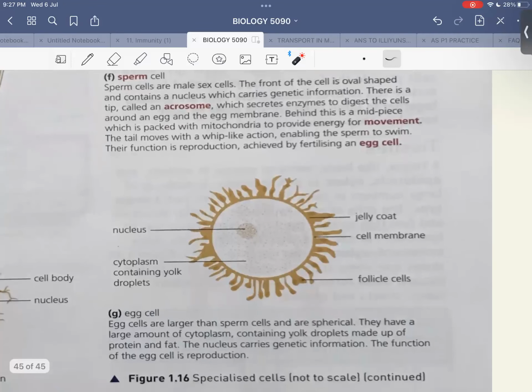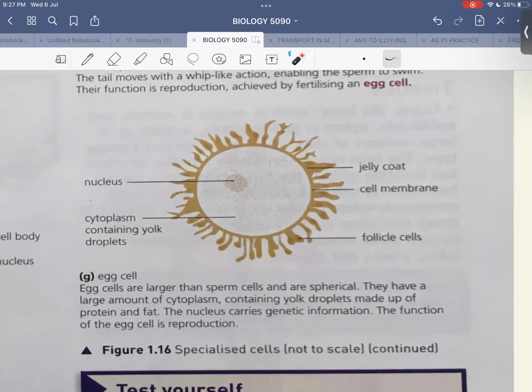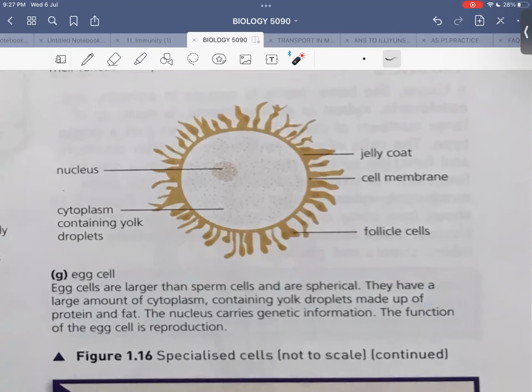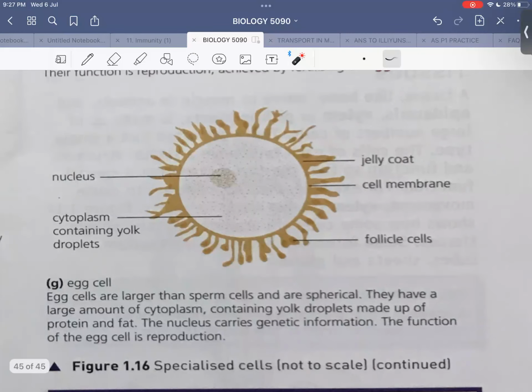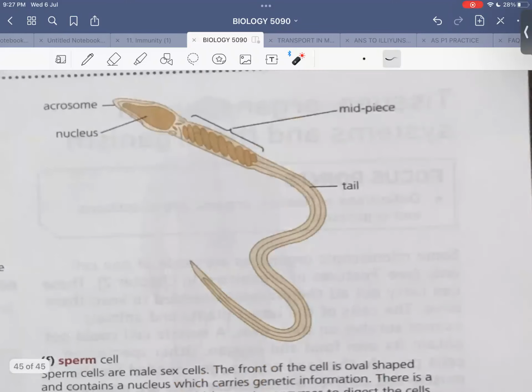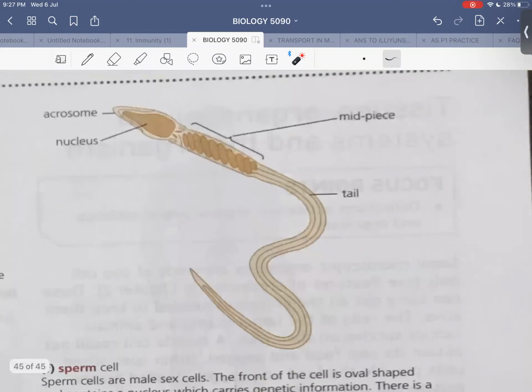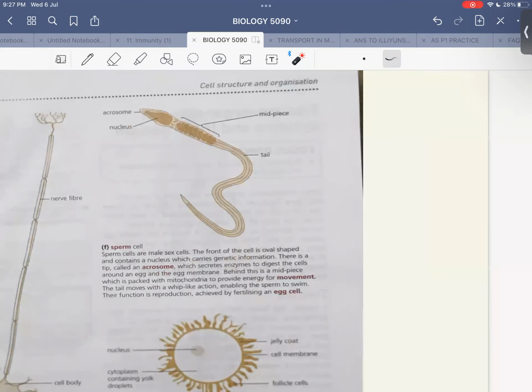This picture is another specialized cell, which is known as the egg cell. Egg cells are usually larger than sperm cells. They are spherical in shape. They have a very large amount of cytoplasm. The nucleus is more or less lying in the center. And the nucleus, just like the nucleus of the sperm cell, also carries genetic information. All human beings are the result of fusion of a sperm cell and an egg cell.